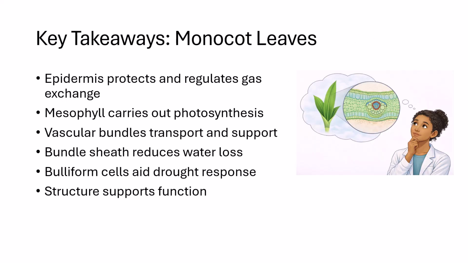To summarize this activity, monocot leaves contain specialized tissue systems organized for efficient photosynthesis, transport, and water conservation. The epidermis regulates exchange with the environment, the mesophyll performs photosynthesis, and the vascular bundles distribute water and sugars while providing structural support. Bundle sheaths and bulliform cells illustrate how even individual cell types contribute to whole leaf function. Once again, the organization of tissues reinforces the central theme of plant anatomy: structure supports function.